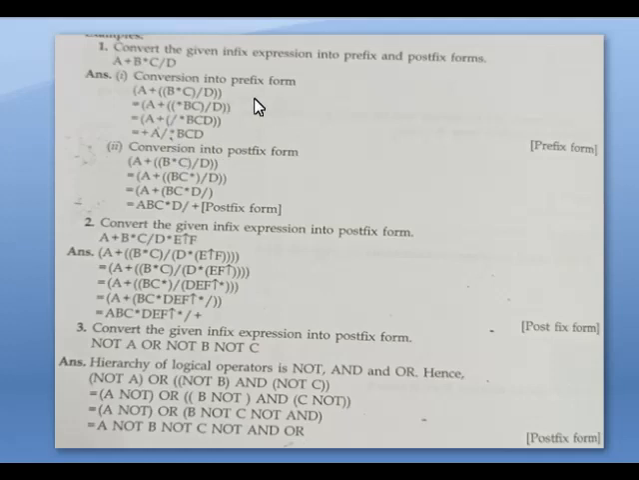Now we are going to convert this expression into the postfix form. So A plus B into C. So BC, the into will come after this, and we take this D here. So the slash will come after D. The next one is we take this bracket, so this plus will come at the end. So ABC into D slash plus, so it is in the postfix form.